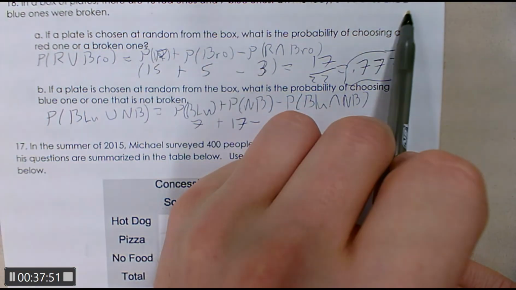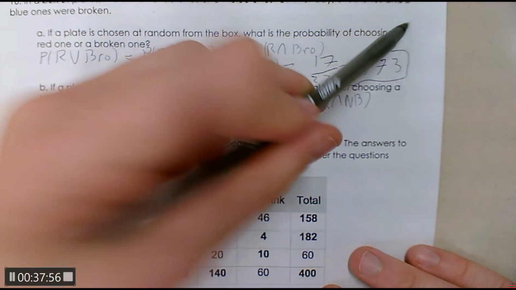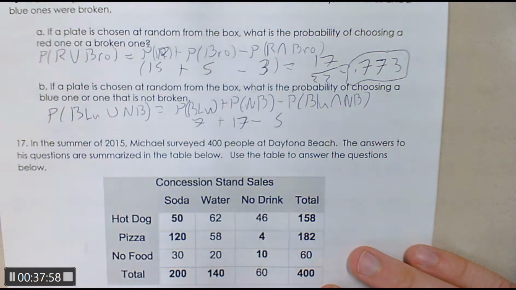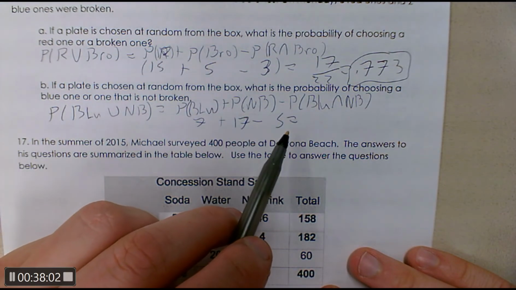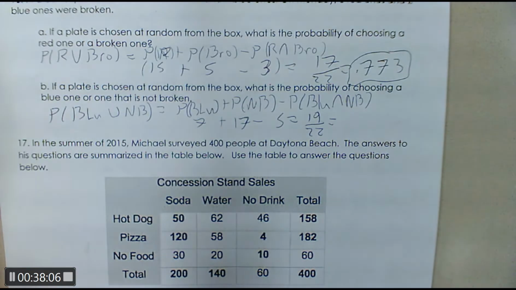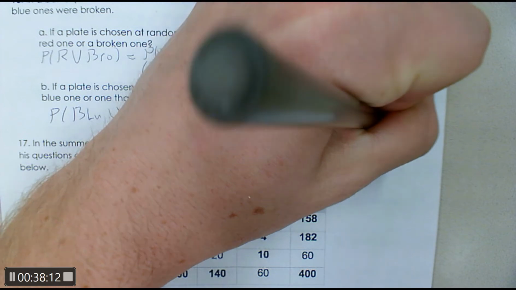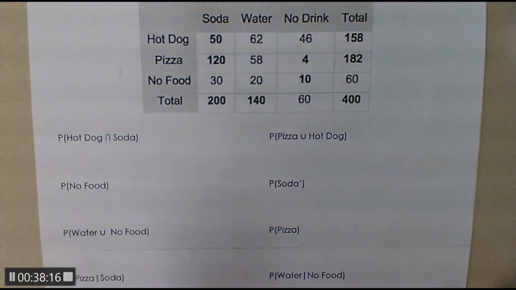So there's 2 blue broken plates. That means there's 5 blue not broken plates. You see that? So 7 minus 2 broken gives us our 5. 17 plus 7 minus 5 is 19 out of 22. 19 out of 22 gives us 0.864. Cool. Final one. We're almost there.